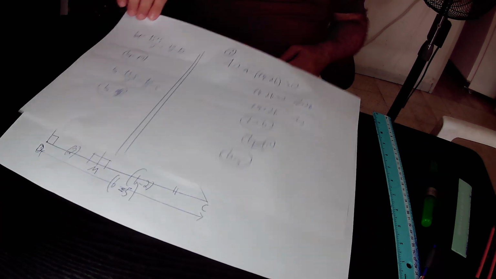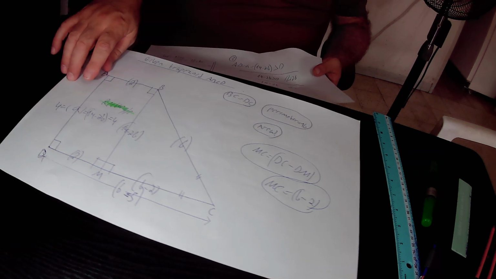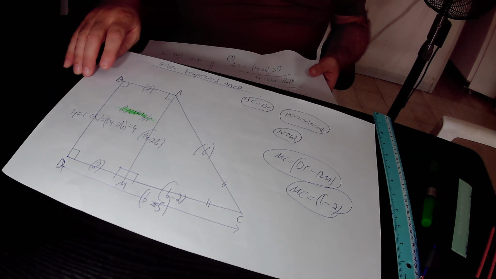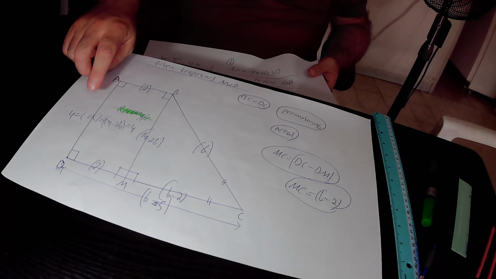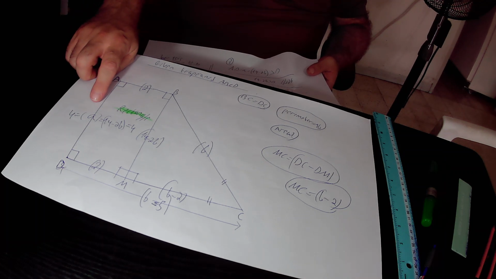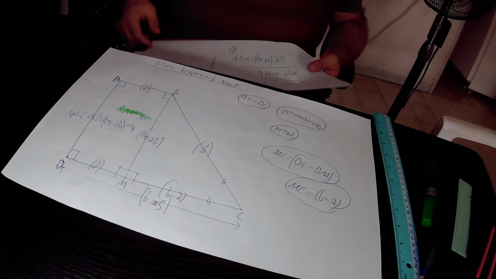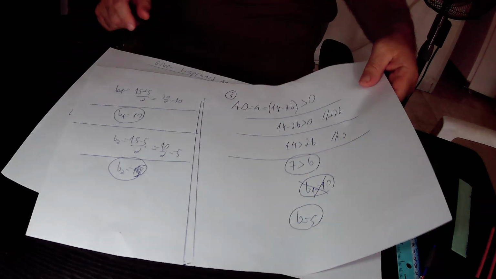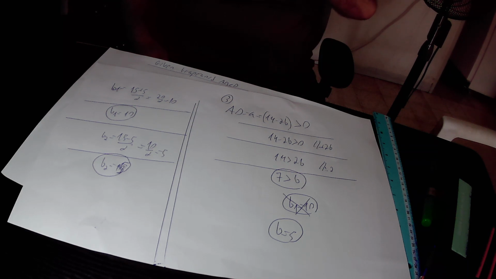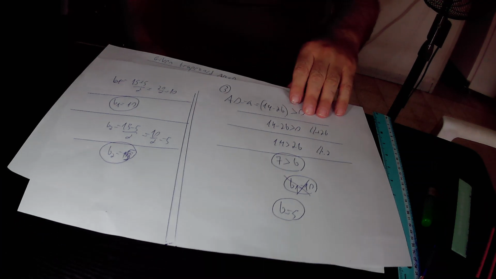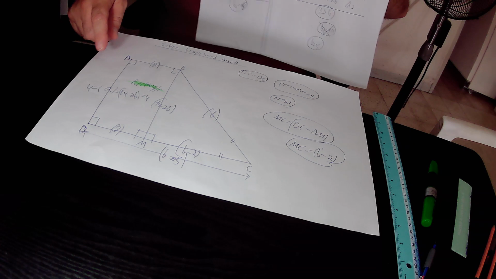You know that AD is one side of trapezoid ABCD, and AD equals A. It means that the length of side AD is equal to A units according to our definition. So AD equals A units in length, and A itself equals 14 minus 2b. 14 minus 2b is the expression for the length of side AD.